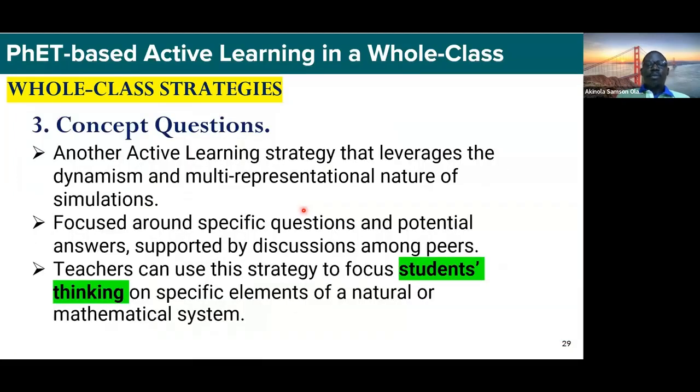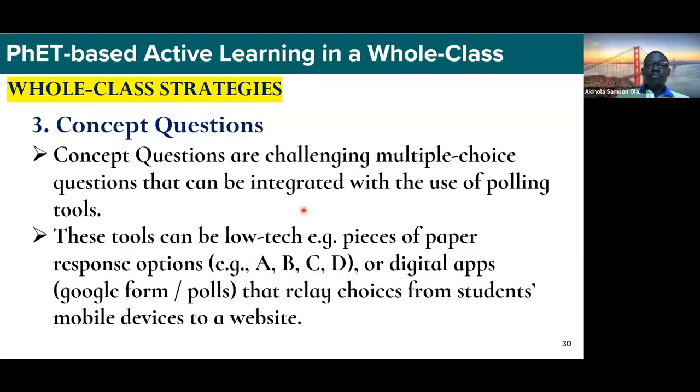Now, number 3 is the concept question. This is another active learning strategy that leverages the dynamism and multi-level representation nature of the simulation. This one focuses specifically on questions and potential answers to support discussion among peers. Teachers can use this strategy to focus student thinking on a specific element of a natural or mathematical system.